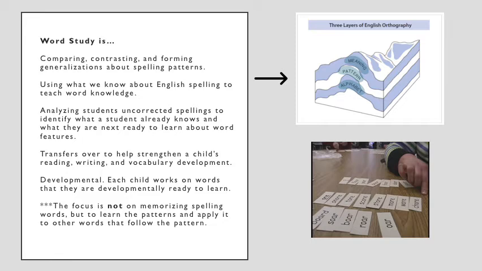Also in word study, we use a student's uncorrected spelling to identify what they know about words and what they are next ready to learn about words. We typically call that a child's invented spelling, and it really provides a window into what a child is developmentally ready to learn next. Also, please remember the focus is not on memorizing spelling words. The focus is on learning the patterns and applying them to other words that follow that pattern.